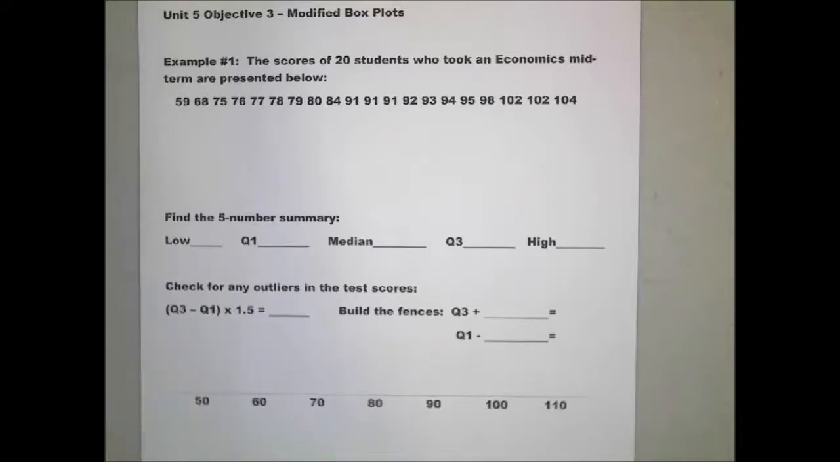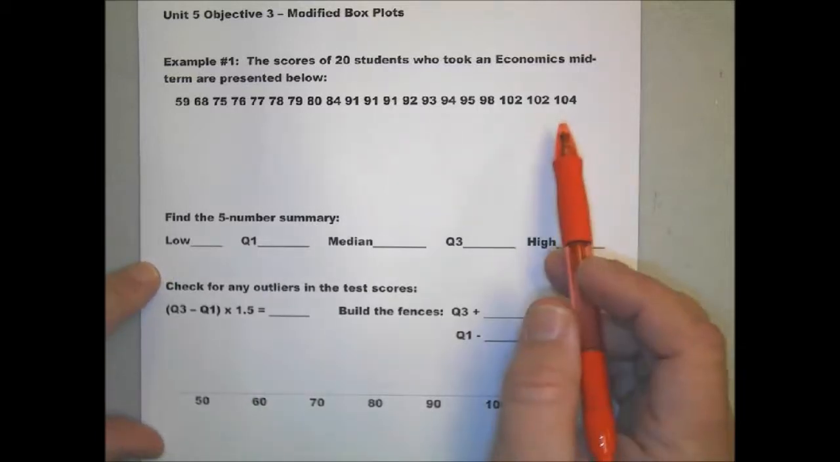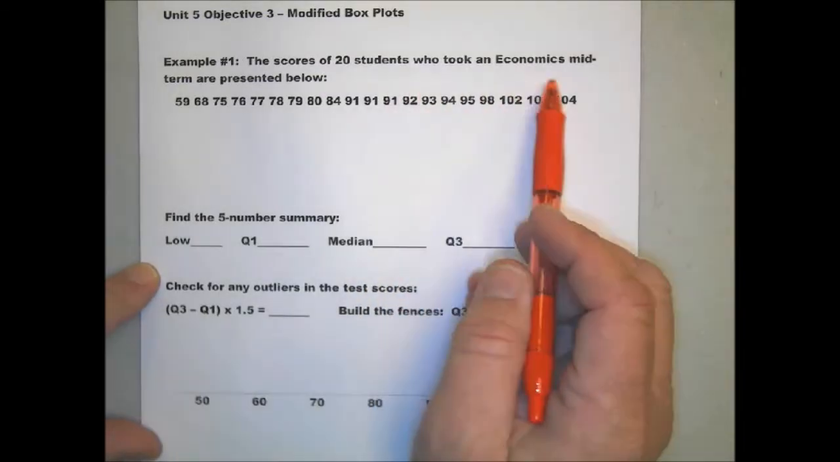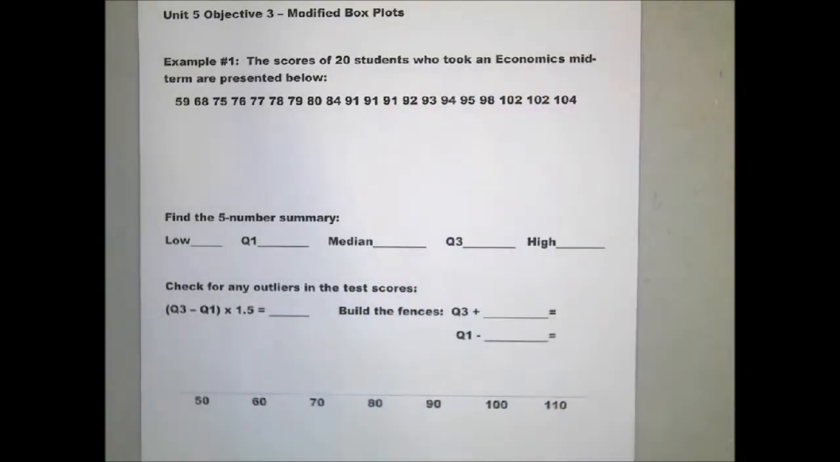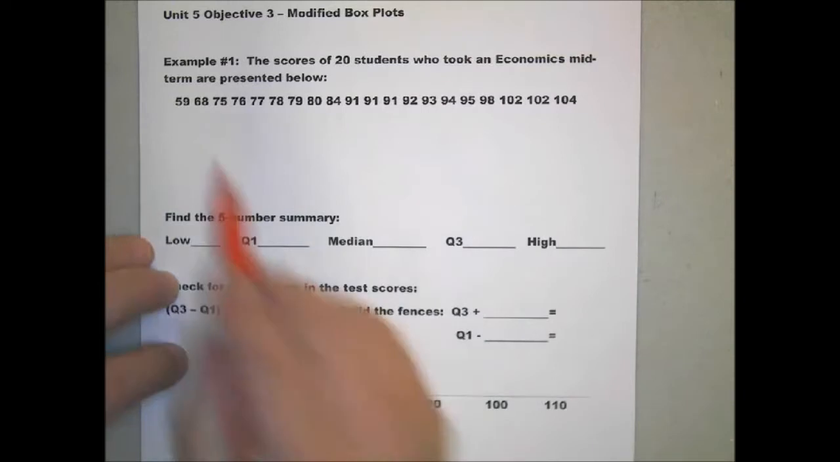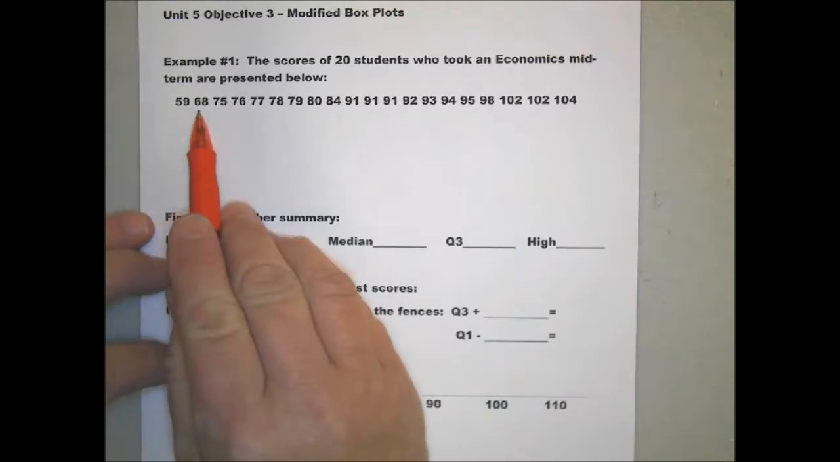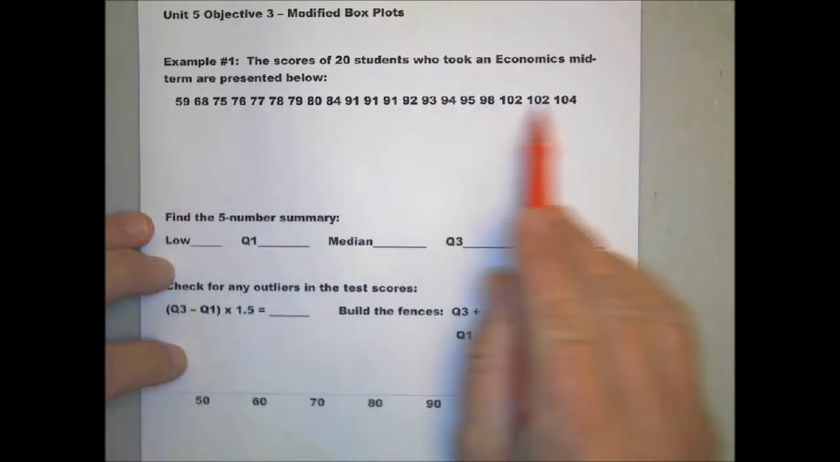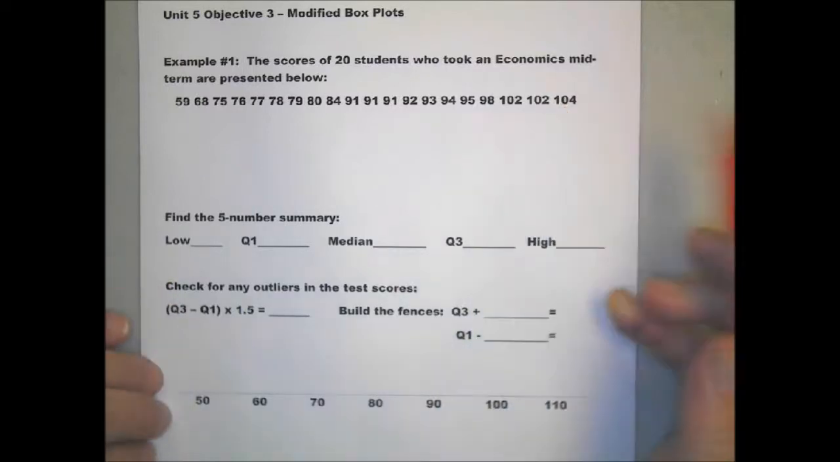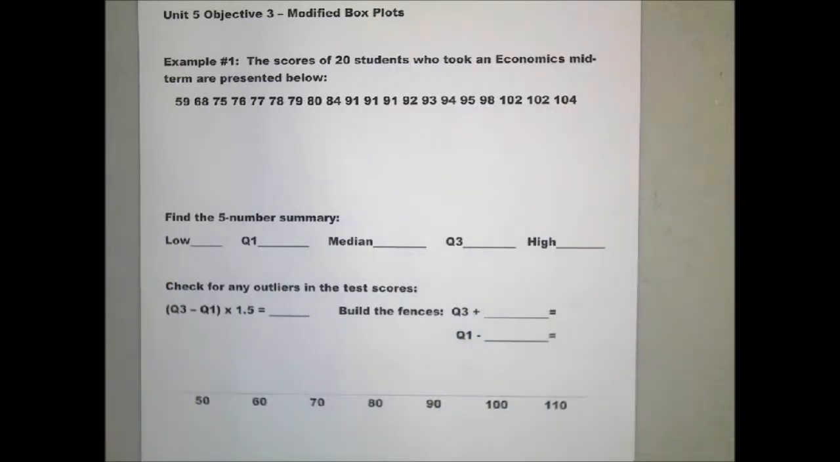Unit 5, Objective 3 introduces us to a method of graphing data called the modified box plot. In example number 1, the data represents the test scores from 20 students who recently took an economics midterm. And here are their 20 scores. You notice they are already ordered from low to high. If the data isn't already in order, you're going to want to do that.